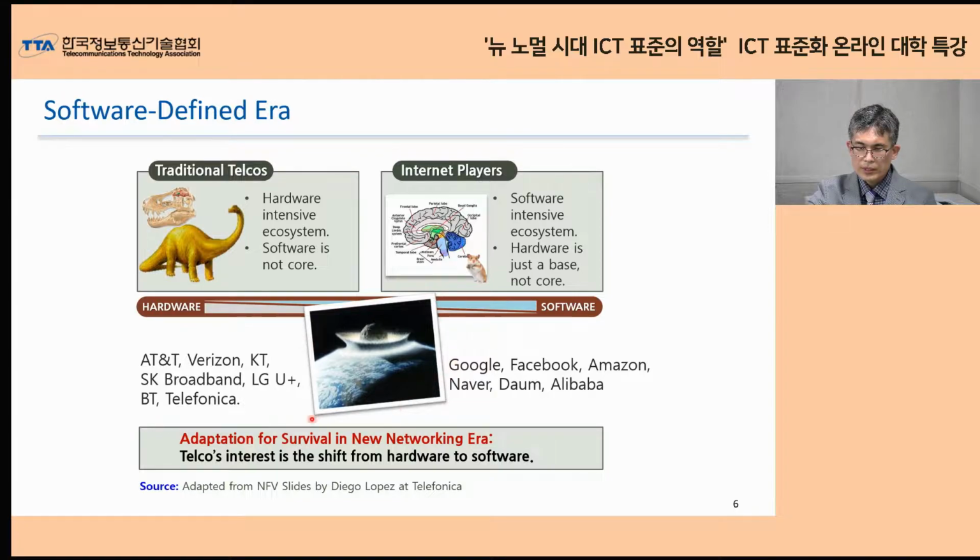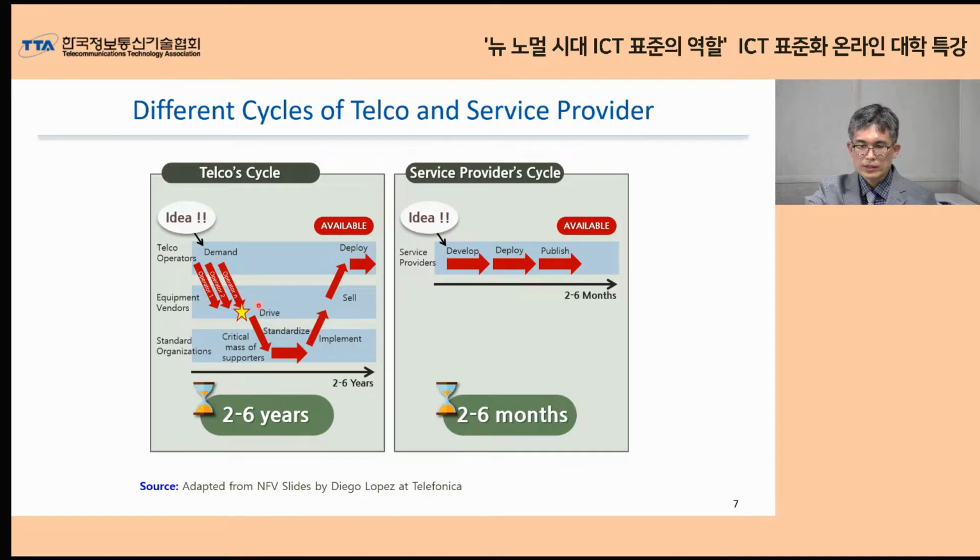There is a big event: the left-hand side is telco, the telecommunication company. The right-hand side is the service provider, such as Google, Facebook, Amazon, Naver.com, Alibaba. So nowadays, these service providers want to make their own network system and cloud, and try to become independent from the previous telco ISP.